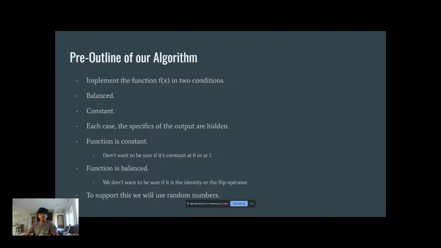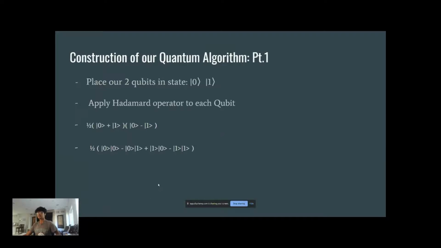So what we're going to do now is construct our quantum algorithm as follows. We're going to place our two qubits in as states 0 and 1, and we're going to apply the Hadamard operator to each qubit. Again, it is just another one of your operators, but it's kind of more complicated. So we would have 1/2 of (|0> plus |1>) times (|0> minus |1>), and if we expand it, this equals 1/2 of (|00> minus |01> plus |10> minus |11>). That's the state that gets achieved.